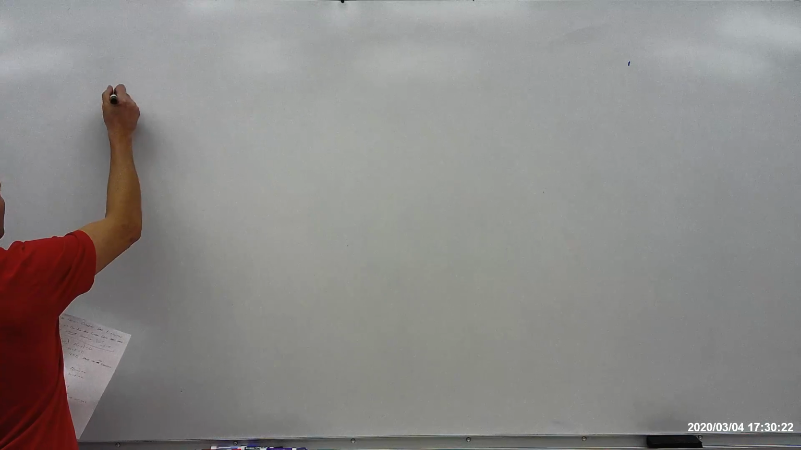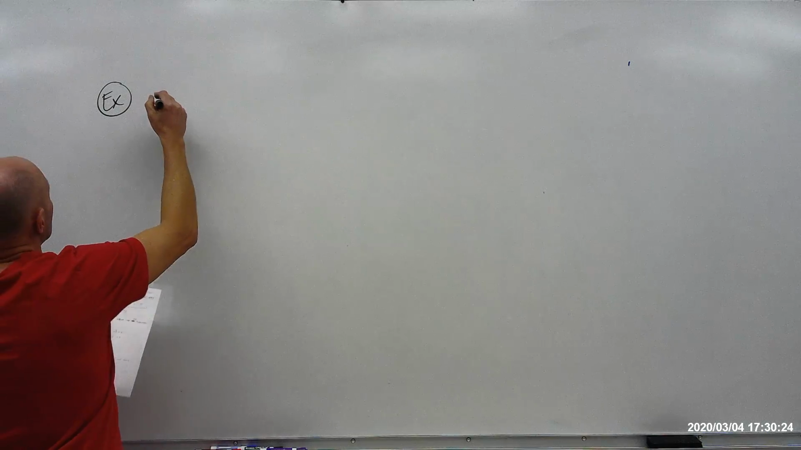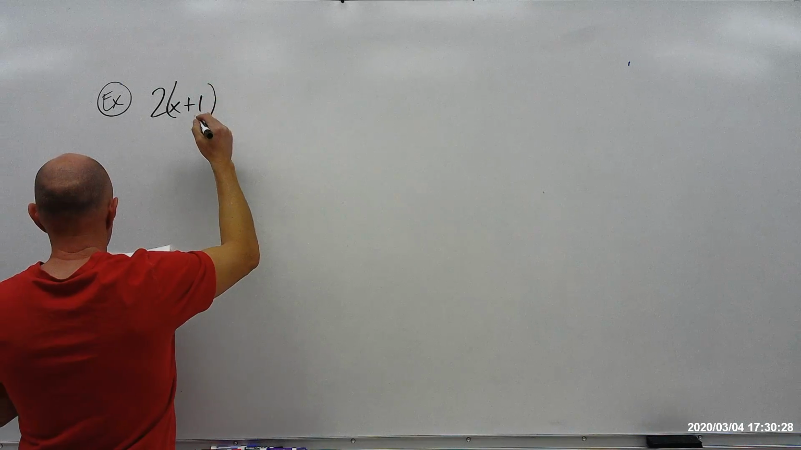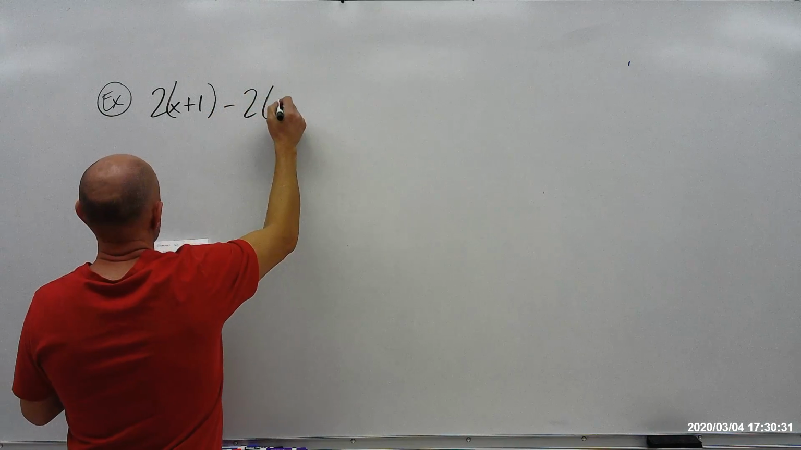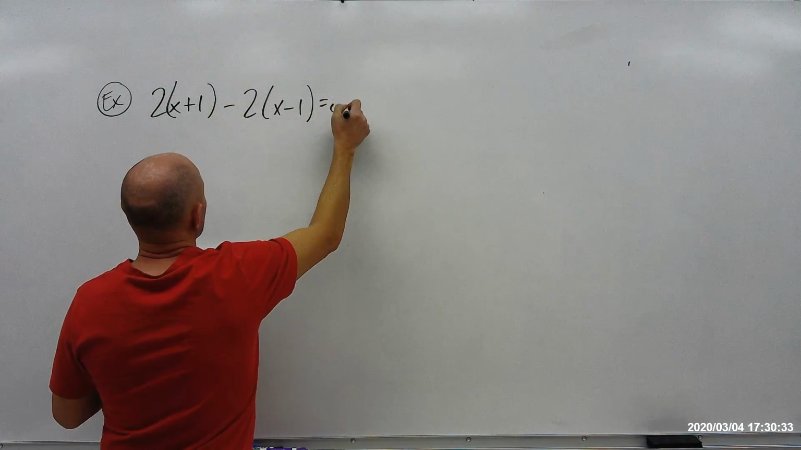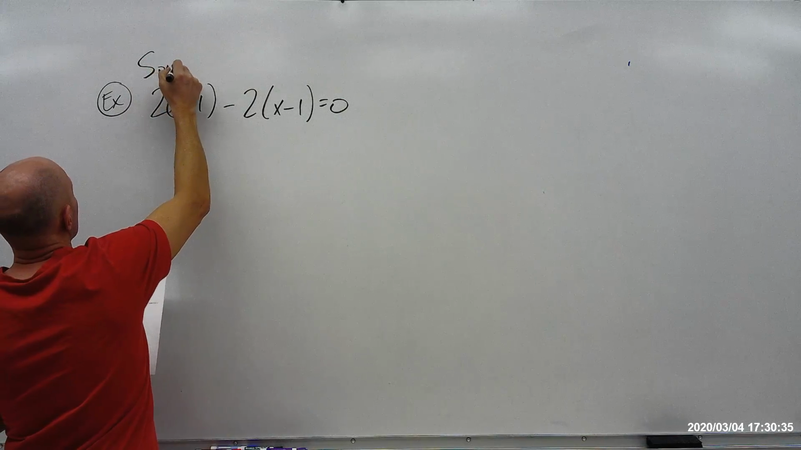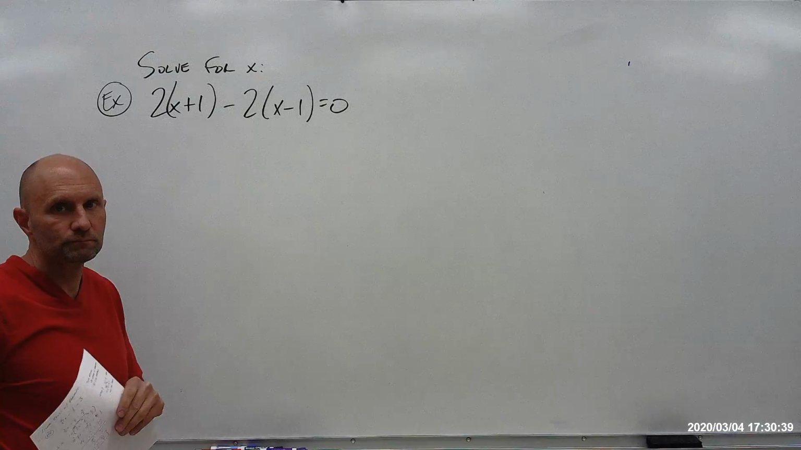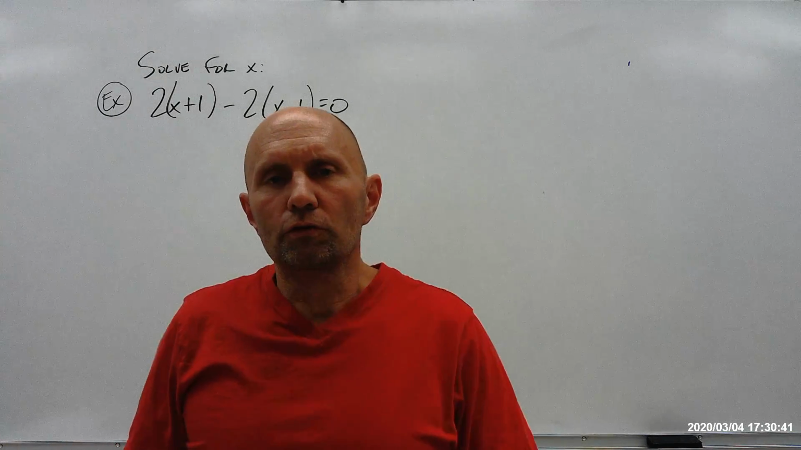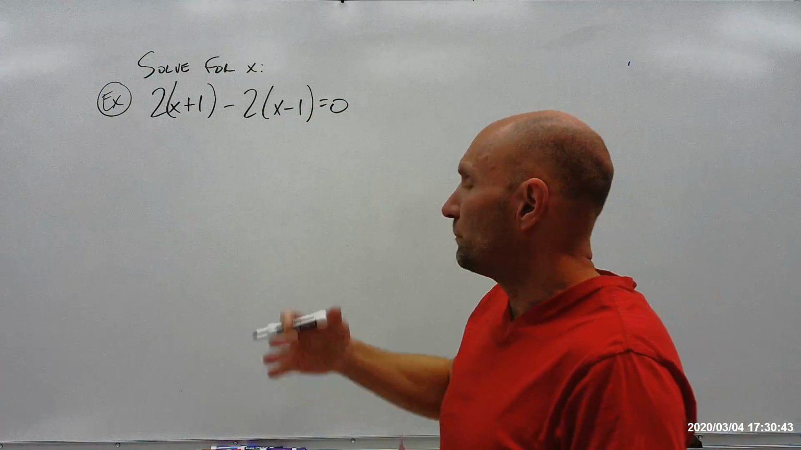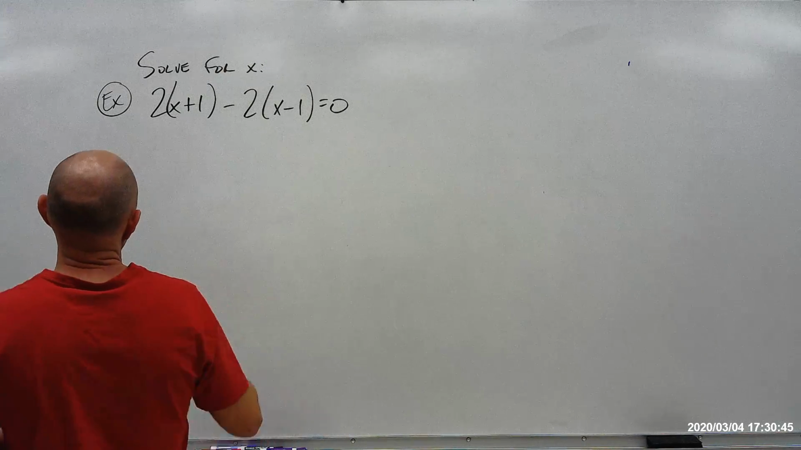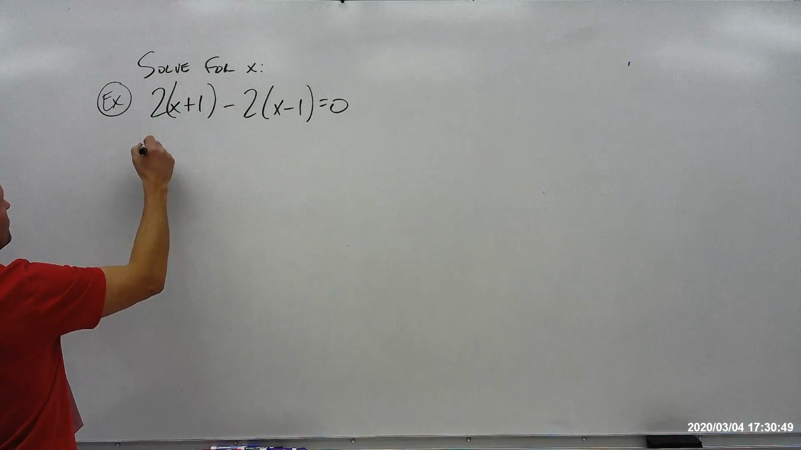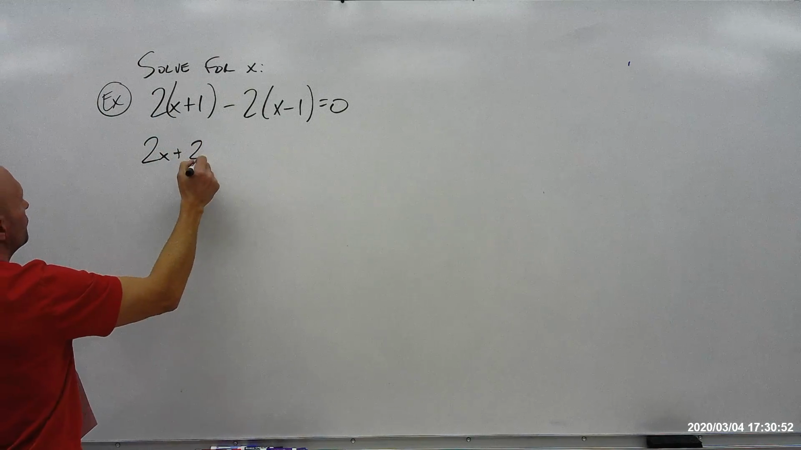Let's say we have the problem 2 times (x plus 1) minus 2 times (x minus 1) is equal to 0. And in this case, we want to solve for x. So when we have this problem, we're going to approach it the same. We want to simplify, if you remember our rules, simplify the left and right side. So we'll distribute the 2, we get 2x plus 2.